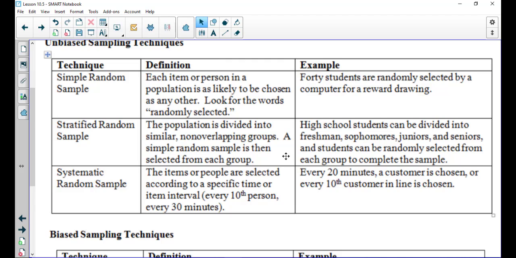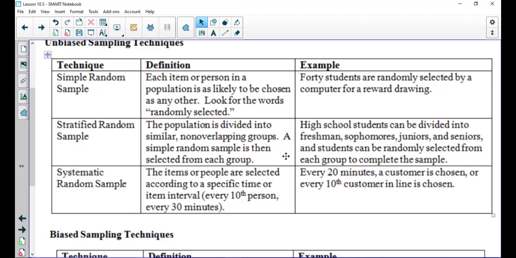So for example, high school students can be divided into freshmen, sophomores, juniors, and seniors, and students can be randomly selected from each group. Or in the middle school level, randomly selecting some 6th graders, some 7th graders, some 8th graders. That example with different homerooms, that could be another stratified random sample.